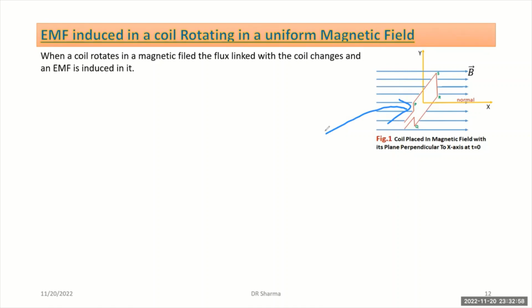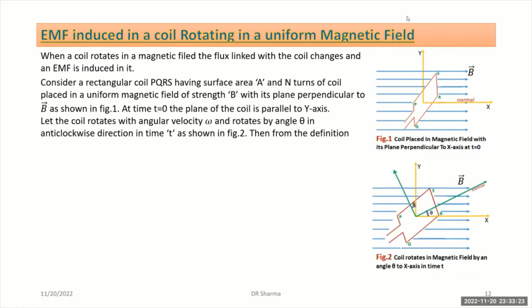with its plane vertical, such that its plane is perpendicular to the magnetic field. Now, the coil rotates anticlockwise with angular velocity omega and rotates by angle theta in time t.